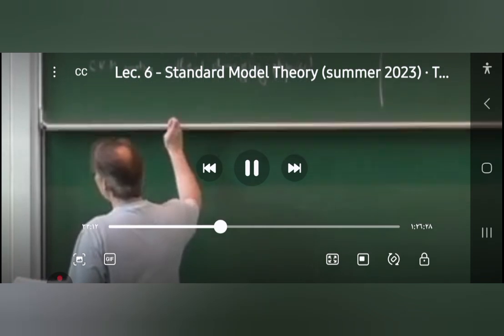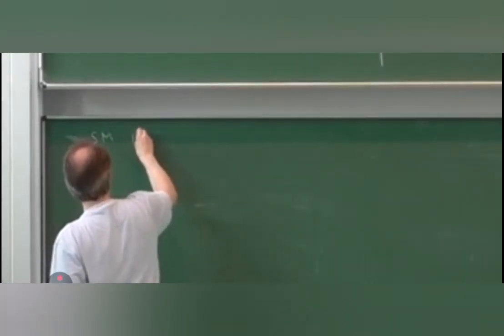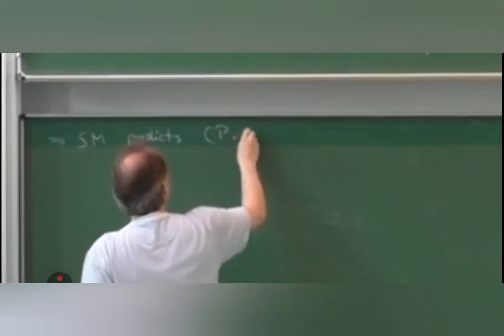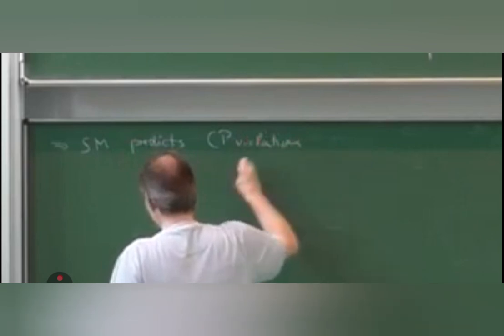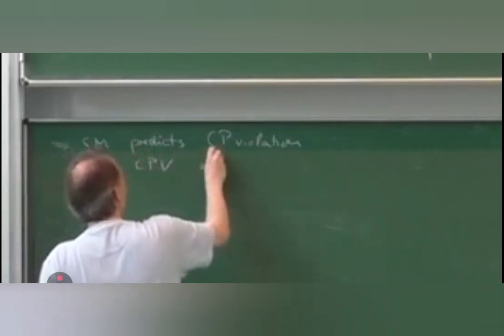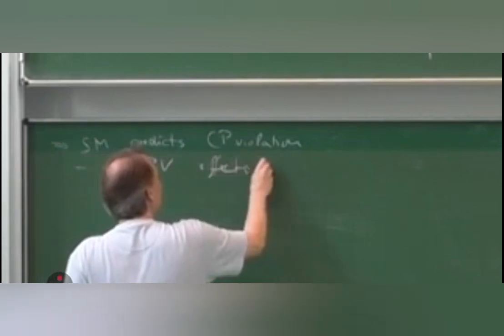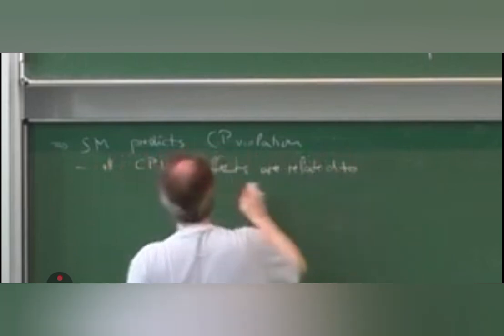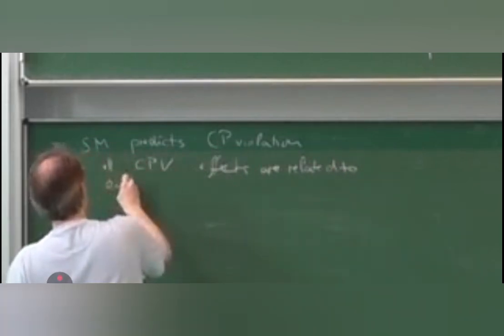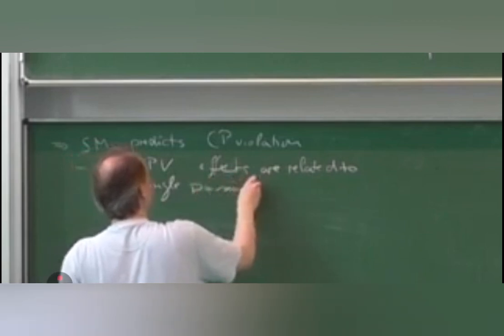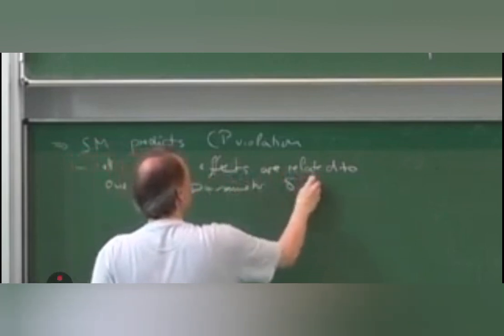So since we have 3 generations, it means the standard model does predict CP violation. And all CP violating effects are related to one single parameter, delta CKM.